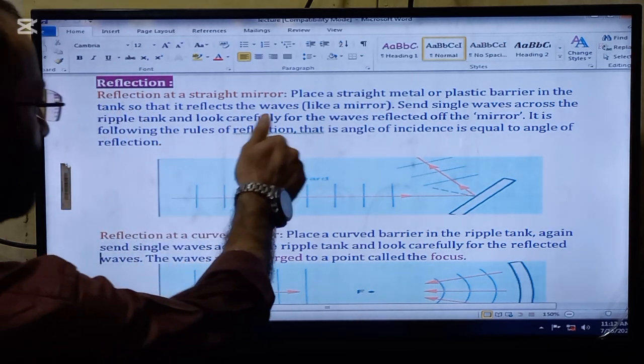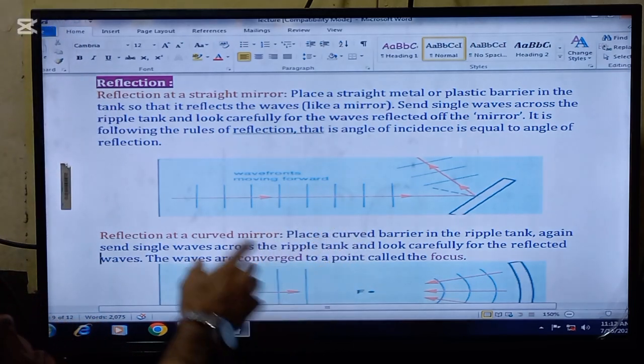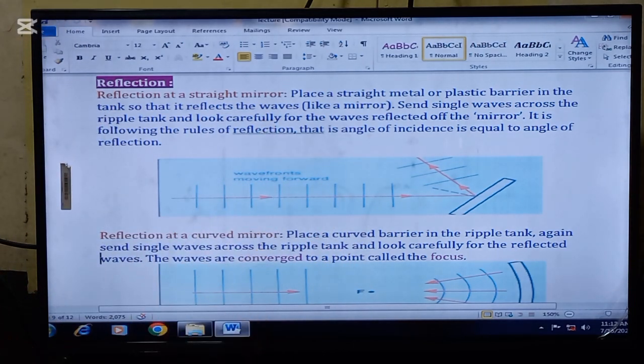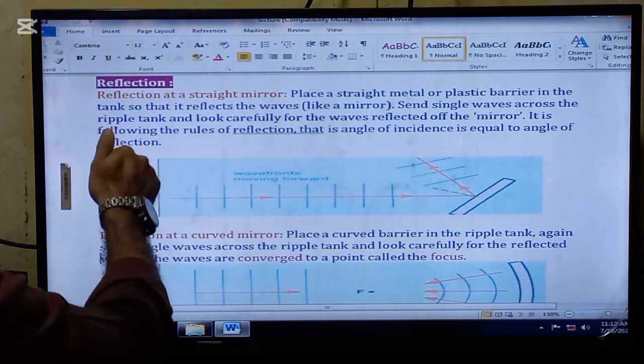The next topic that we are going to read in the lecture is reflection. Reflection at straight mirrors. So there will be two cases. One, reflection at the straight mirror. Second, reflection at the curved mirror.